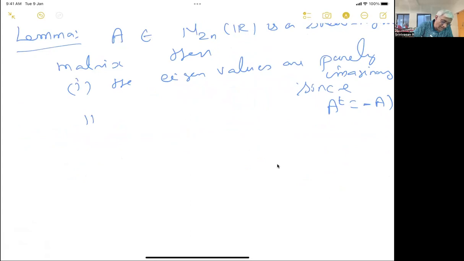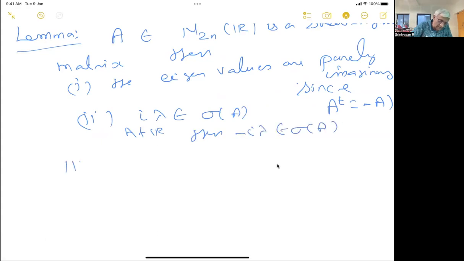Then two, of course, for any real matrix, complex eigenvalues occur in pairs, because you will get a real equation, and if lambda is a root, then lambda bar is a root. Or you can directly take the determinant, take the bar, and you will see that lambda bar will also satisfy it. Okay, so if lambda is in sigma of A, then minus lambda is in sigma of A. This is also clear.